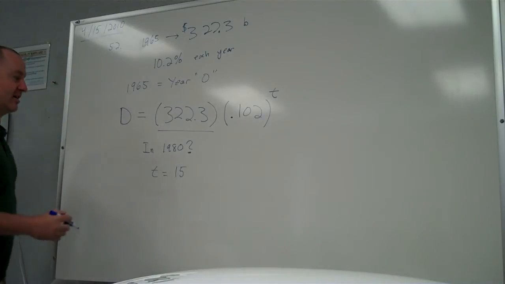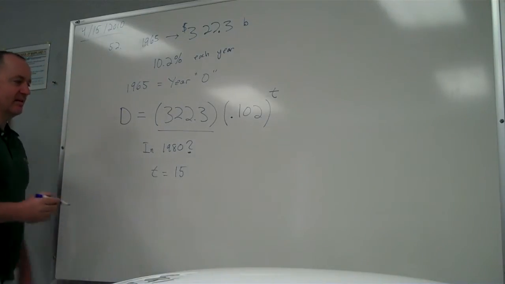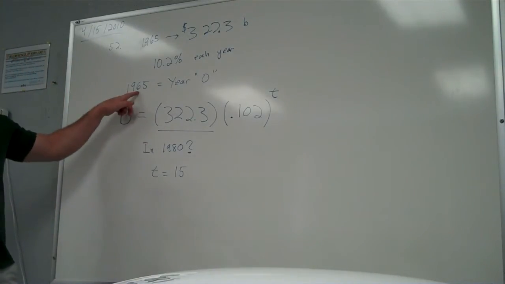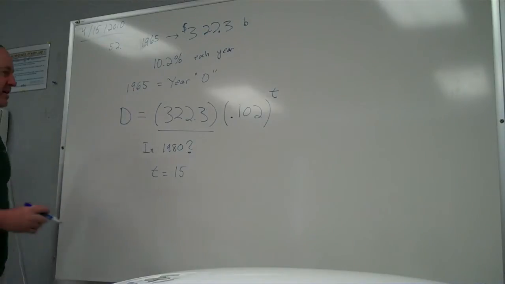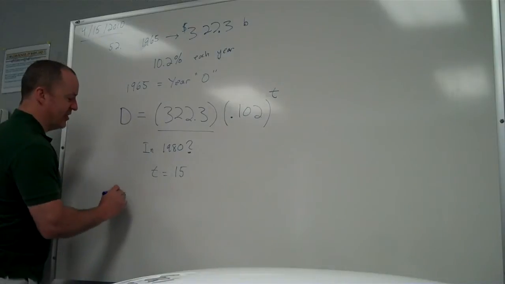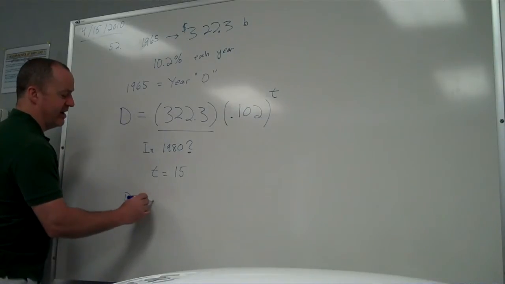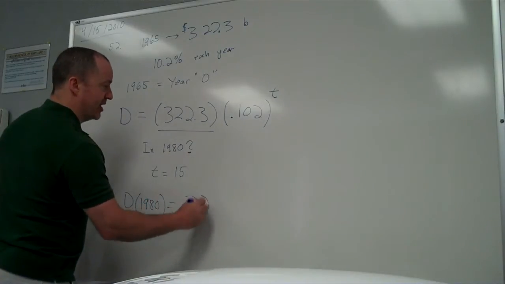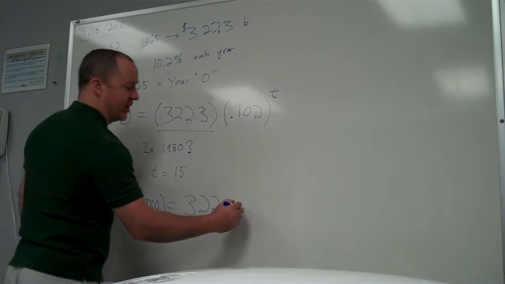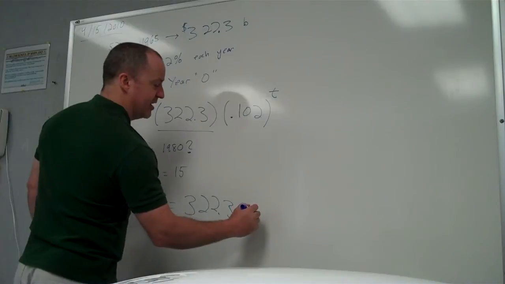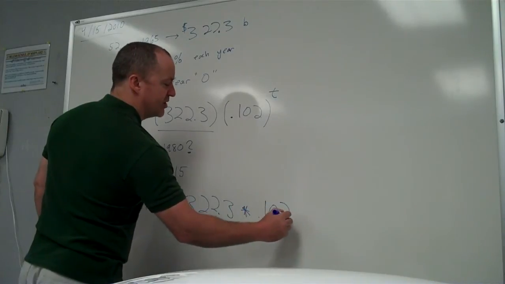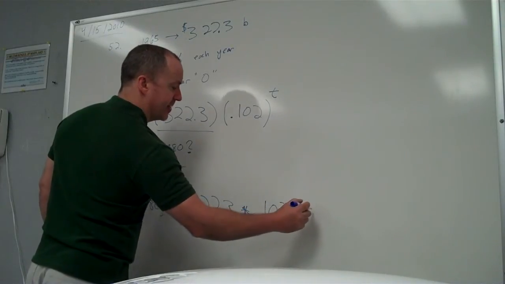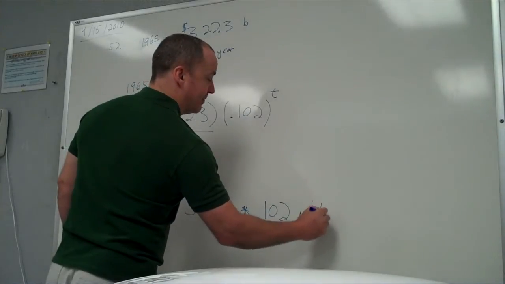How did you get 15? It's 1980 minus 1965. Now what I put into my calculator is the debt in 1980, I don't put this 1980 into my calculator, it is 322.3 times 0.102 to the power of 15.